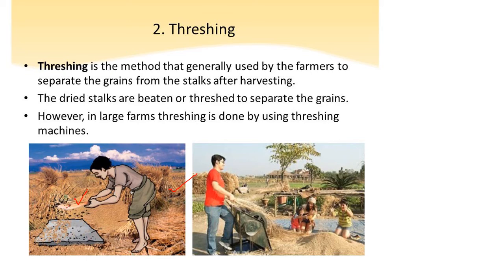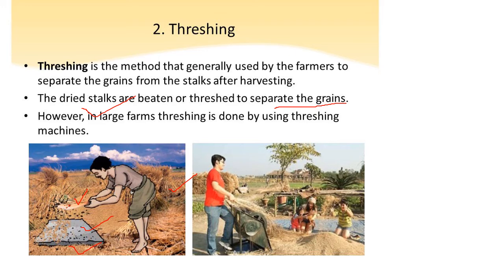And when these dried stalks are beaten on this rock, can you see here? Here on the rock or a hard surface, when they are beaten or threshed, what happens? The grains are separated. Grains will separate, and the stalk will be thrown in another place.